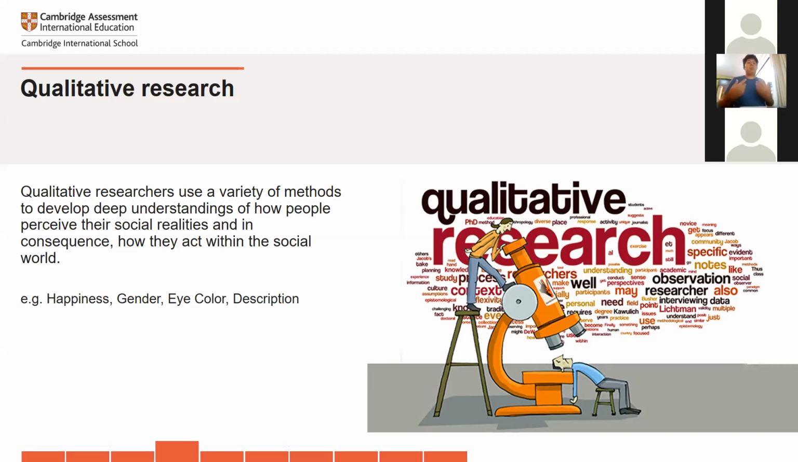For example, qualitative researchers use a variety of methods to develop deep understanding of how people perceive their social realities and, in consequence, how they act within the social world. Okay, how do we get qualitative responses? With open questions. Easy. For example, what do you think about pizza? A lot of people may have totally different answers. I like it. I hate it. I don't like it. I don't know what pizza is. So open questions are qualitative for research.